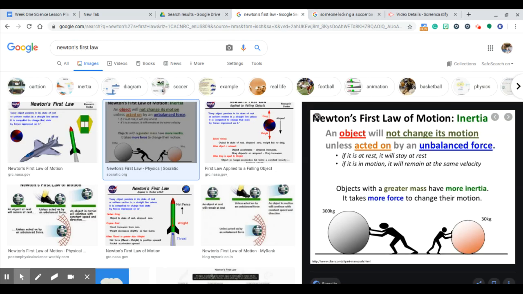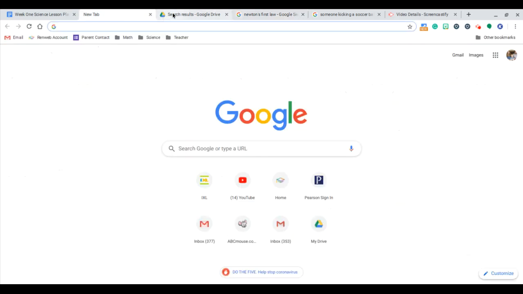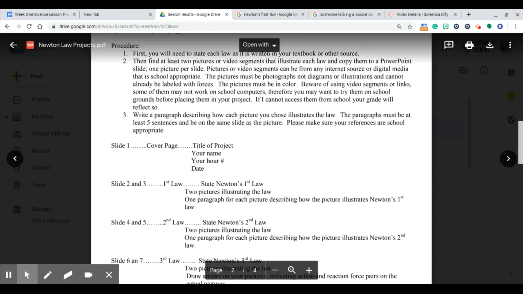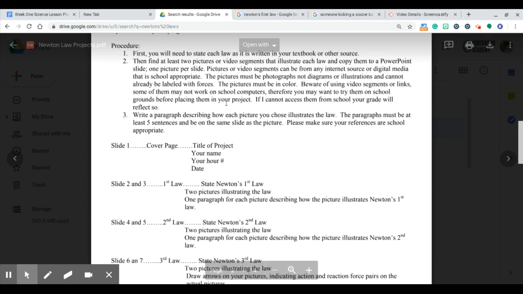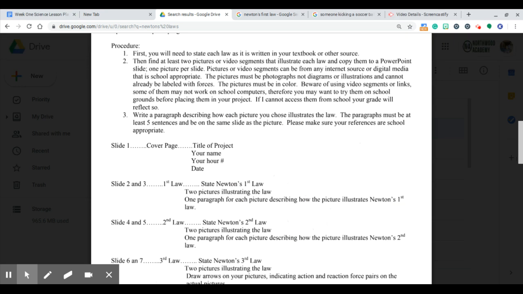This is something you cannot do. You cannot just pick one and Google it and find one that's already done for you and then write about what the slide says. So pick any picture, pick any video. There's tons of examples. Find one that's fun and use that. Okay? Each picture should have a paragraph.